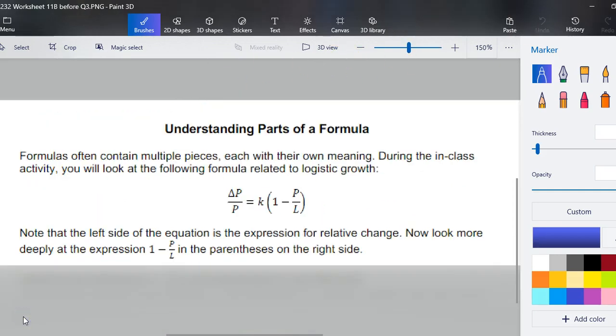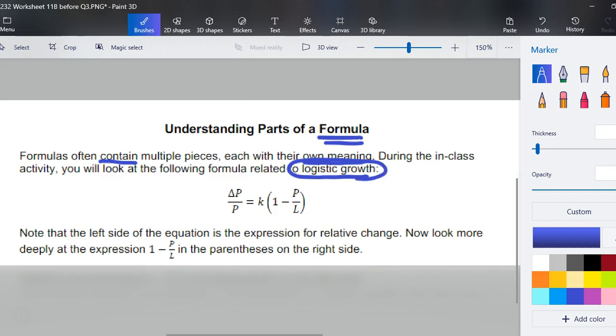Additional parts of this lesson to help you with the lesson in your class include understanding parts of a formula. Sometimes formulas can look pretty scary. We want to make them very calm and familiar and okay in this class. Formulas do often contain multiple pieces, but they each have their own meaning and they're not really scary. They're really very doable.